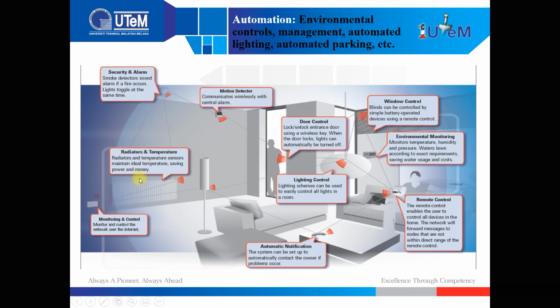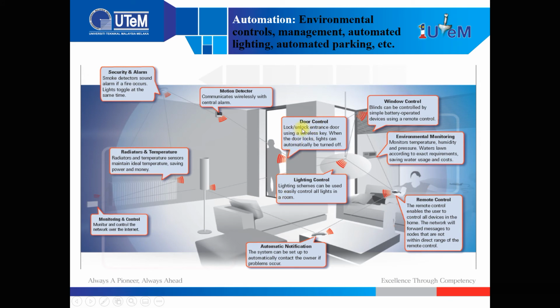And then the radiator and temperature, which is to control the HVAC of the building. Okay, to control the temperature, to control the ventilation, to control the air circulation in the building. And then monitoring and control to monitor the moisture, to monitor the temperature, room temperature, and then at the same time to control if the temperature is more or lower than the permissible level or the setting level, for example. Okay.